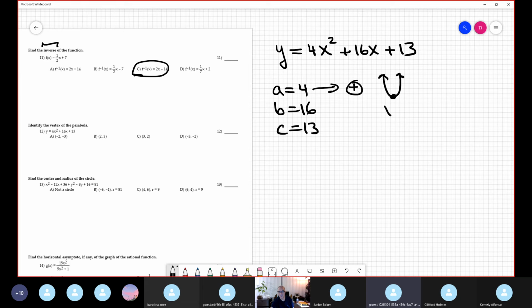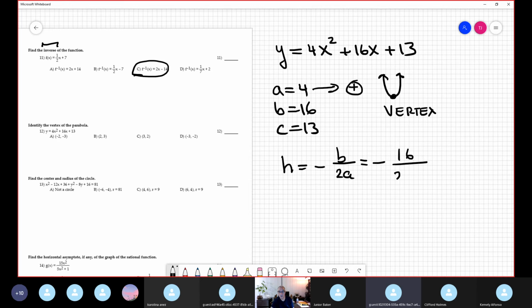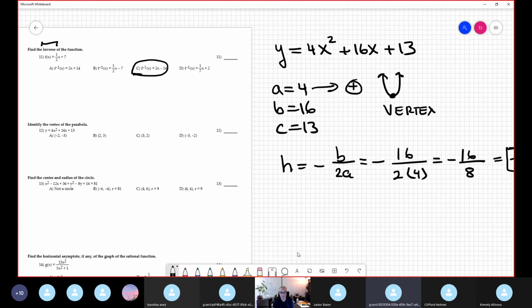I need to find this famous point, the vertex. What is the equation for the vertex? H is minus B over 2A. It's the famous equation. Minus B, which is 16, divided by 2 times A, which is 4. So it's negative 2, no? Because this is negative 16 divided by 8, negative 2. H is negative 2. So negative 2 comma something. Well, if it's negative 2 comma something, you don't need to find more, because the only option you have with first component x, negative 2, is A.